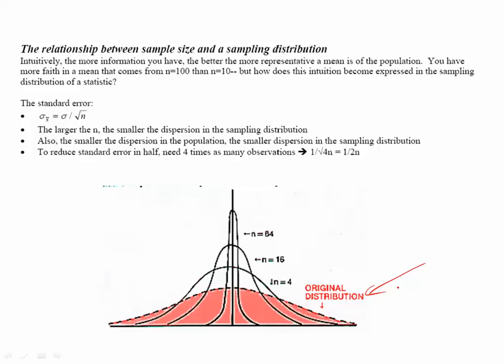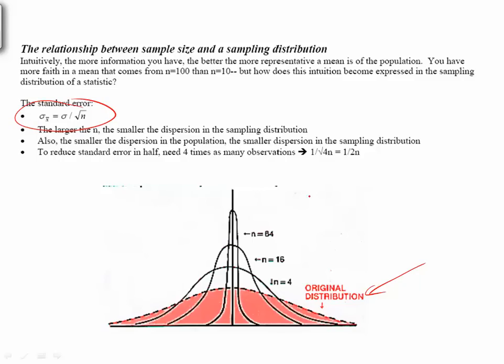So intuitively, the more information you have, the better or more representative a mean is of the population. You have more faith in that mean. You tend to believe that the sample mean is closer to or equal to the population mean. So the standard error, as we discussed before, is equal to the standard deviation of the sample or the population, we're going to assume that they are equal, divided by the square root of n. So as n increases, the standard error decreases. This is an inverse relationship here.